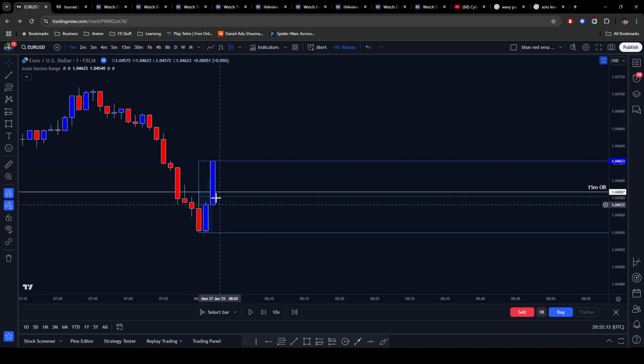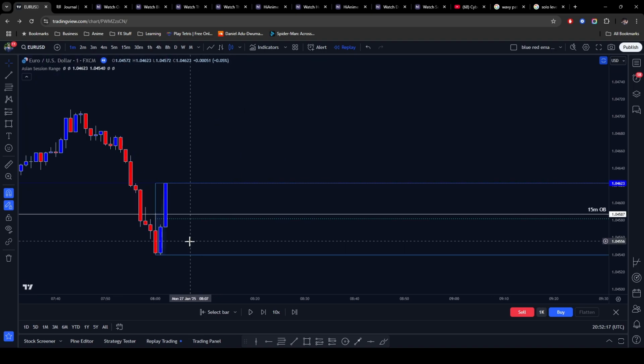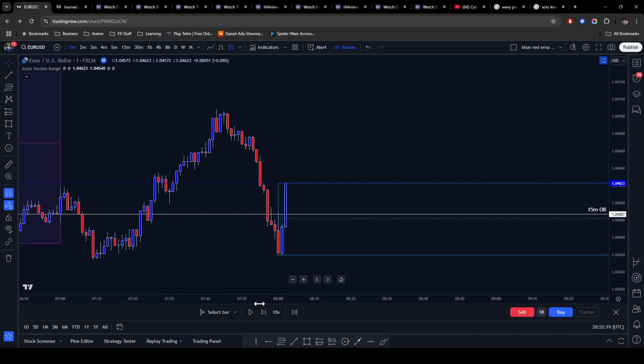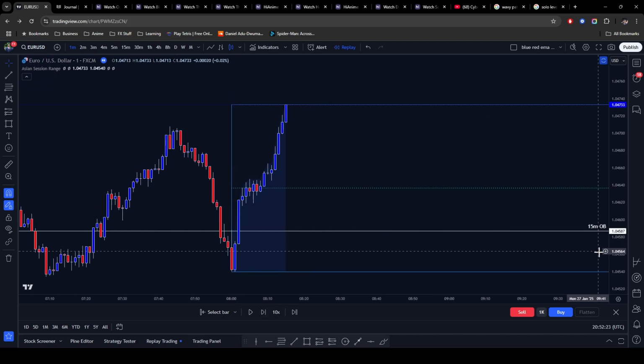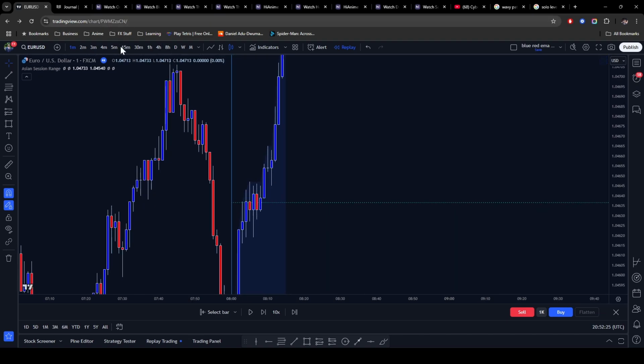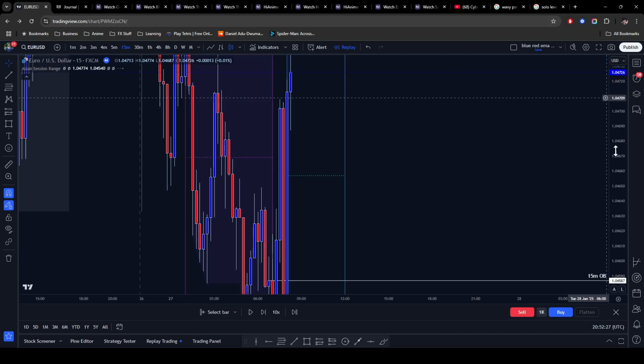So right here, it came back into this area, and it basically just did not give me any opportunity. Once again, it didn't give me an opportunity, which is fine, but ideally I would have liked to see it. It didn't give me that.